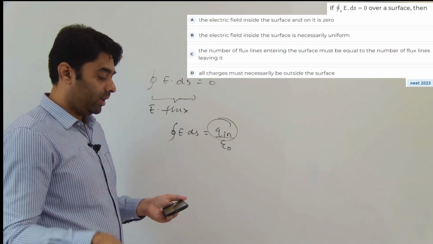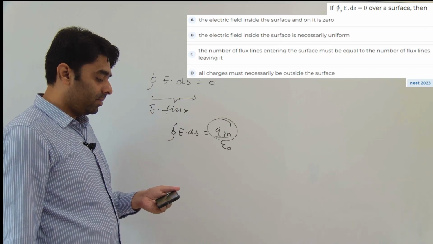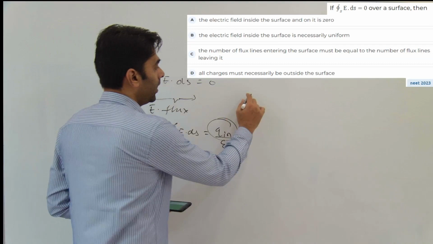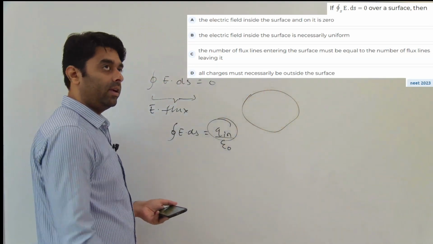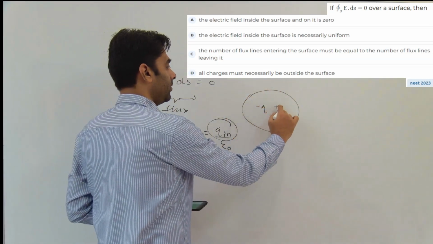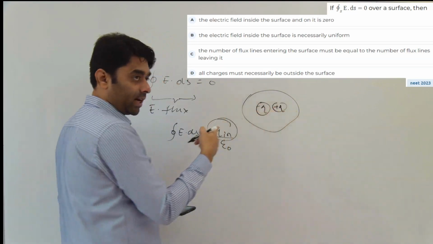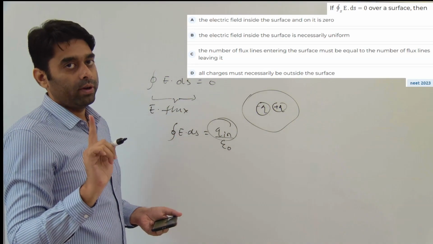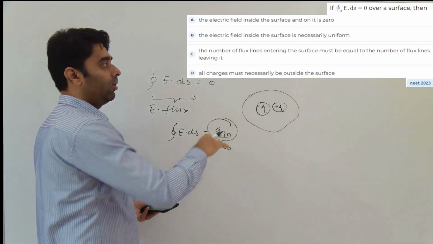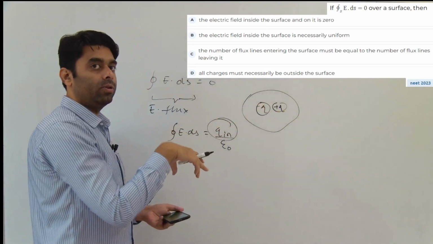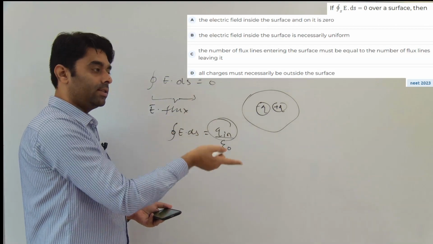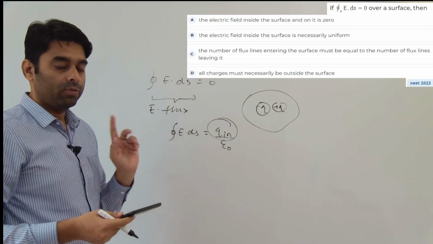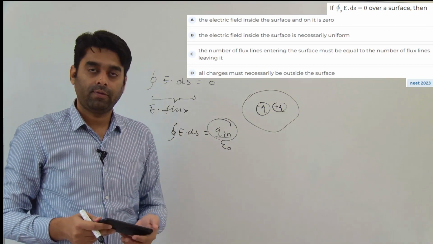What is option D? All charges must necessarily be outside the surface. No, this is also a wrong statement. Why? I'll show you. Let's suppose the surface is there, a closed surface, and we have a dipole here, minus q plus q. Now we do have charges here, but the net charge is 0, so we can't say that all charges are present outside. Charges are present over here, but the net charge is 0, and therefore the flux is 0. So the answer will be option C.